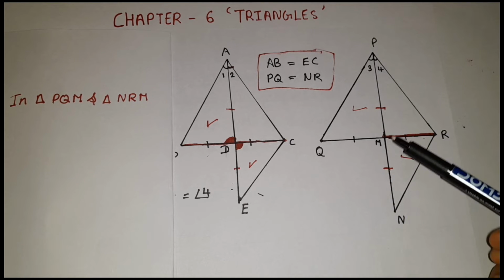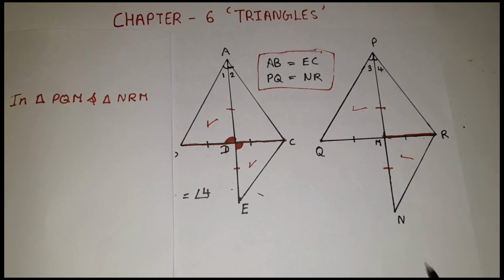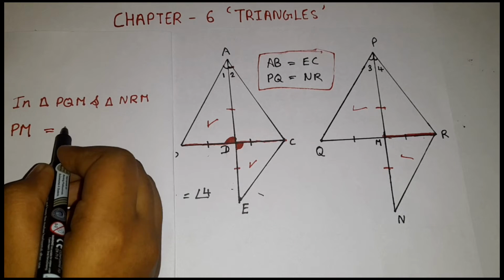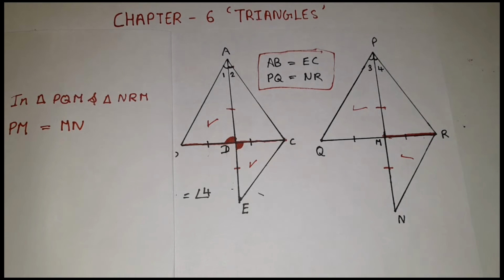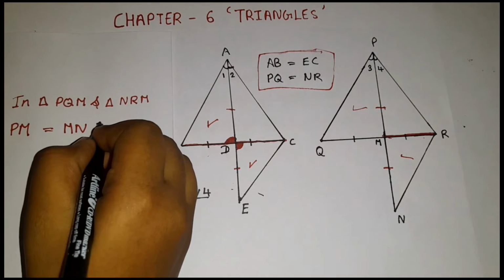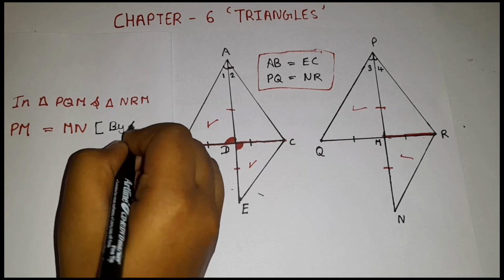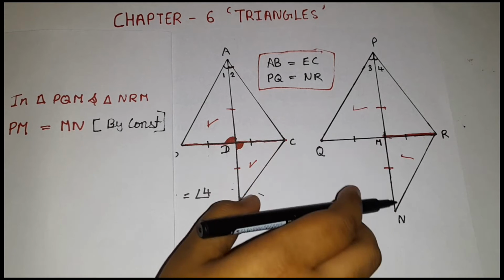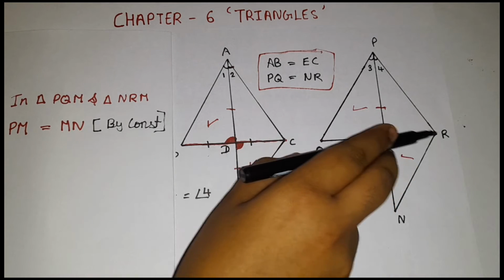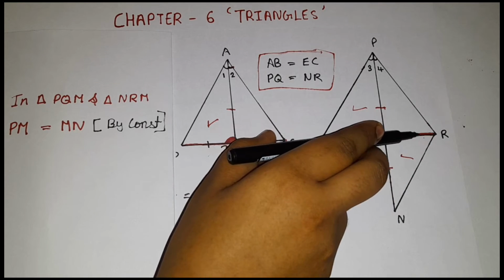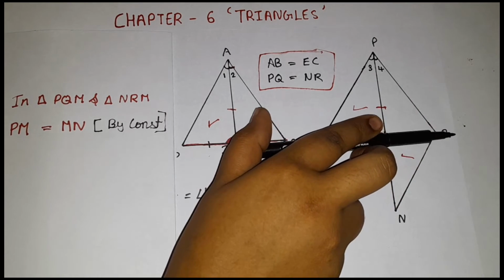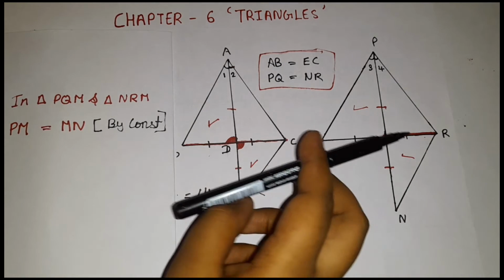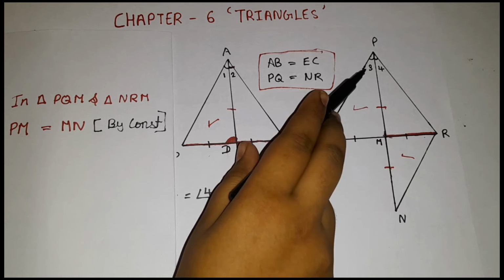If I write PM is equal to MN, what will be the reason? So I am going to be writing PM is equal to MN. What is the reason? The reason is by construction. We did this in construction, right? Just because of the construction only we got the median. Just because we did construction only, this became a median. Am I right?